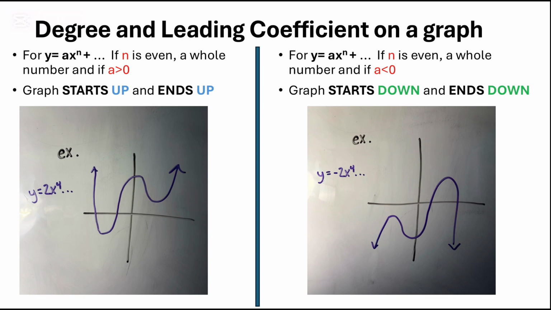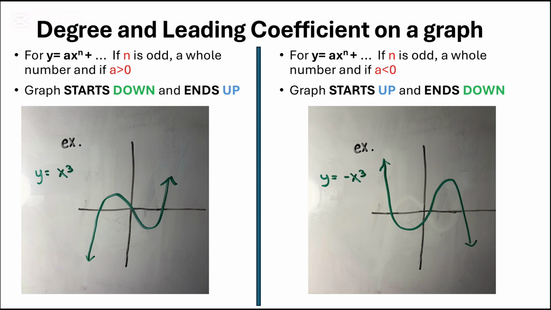For y equals ax to the n plus whatever, if n is an even whole number and if a is less than 0, the graph should start down and end down, meaning that the starting point and the ending point both should end down. Again, this is just an example of what that should look like.